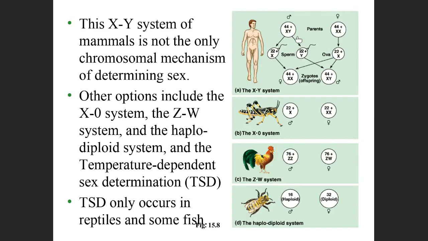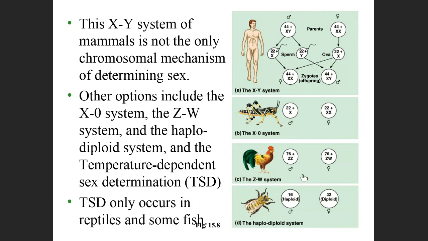But so humans are XX and XY for females and males. Many insects have the XO system. If they have only one X, they're males. If they have two X's, they are females. So there's no Y here. It's just if you only have one X, you're a male. If you've got two X's, you're a female.